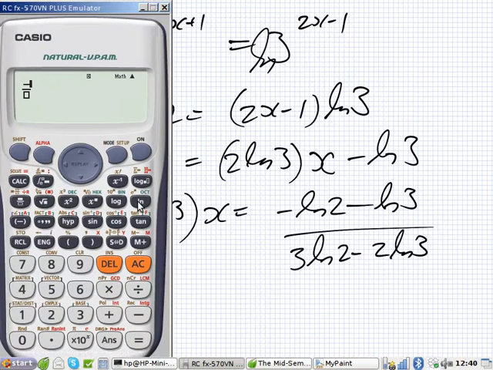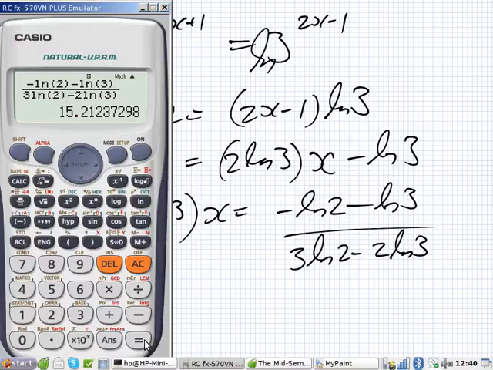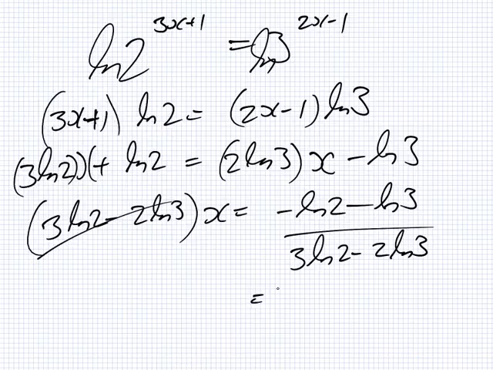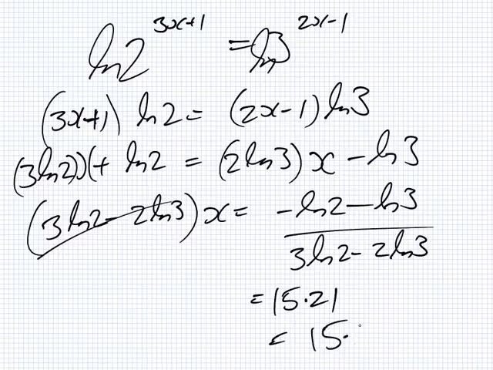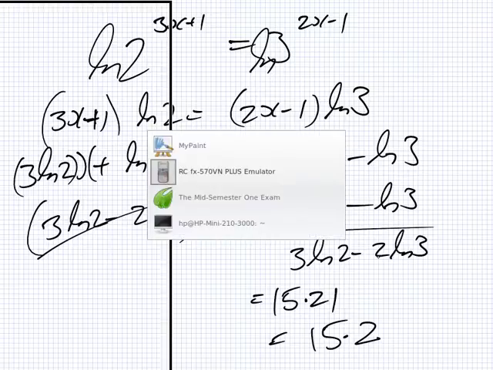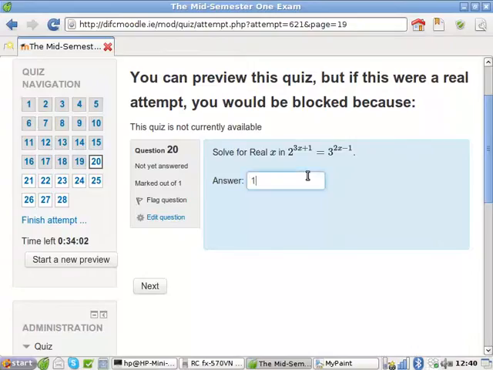Minus log 2 minus log 3 over 3 log 2 minus 2 log 3. 15.21. Anybody get that? But if you put log 2 in the bottom, you get 13. I don't know. I'll have to look at what you're doing. Something doesn't sound right. 15.2.